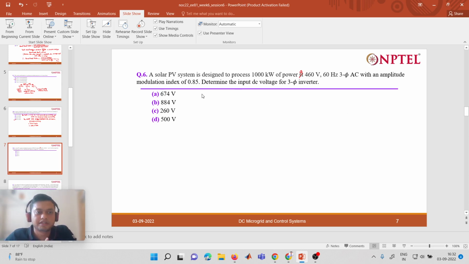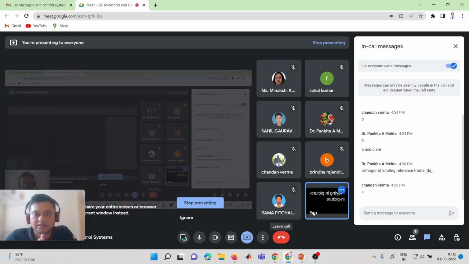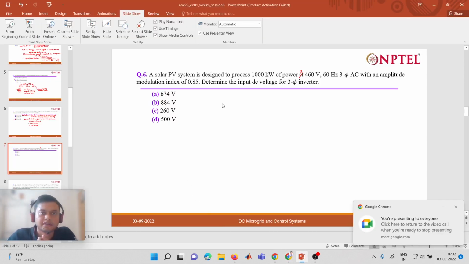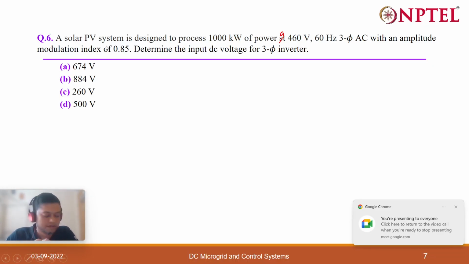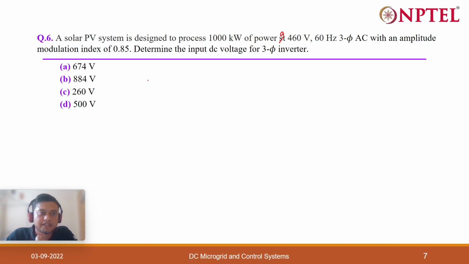With an amplitude modulation index of 0.85, determine the input DC voltage for 3-phase inverter. So these are the options for this question number 6. If you see the relation between amplitude modulation index with the phase voltage and the DC voltage, it will be like that: phase peak value, you can write amplitude modulation index MA into VDC divided by 2 for 3-phase inverter. So using this formula we can get the input DC voltage for 3-phase inverter.